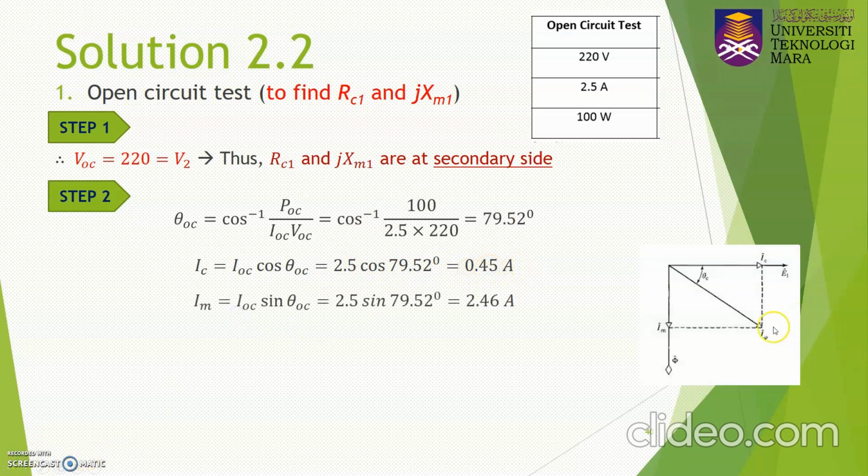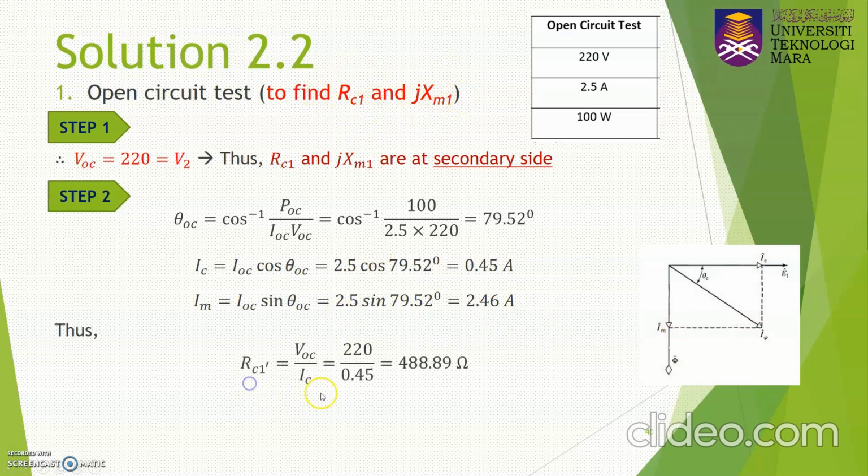And then for the IM, if you refer to the triangle here, you apply the trigonometry, IM will be equal to I open circuit multiplied with sine theta. Okay, so you just key in the value I open circuit is 2.5 ampere multiplied with sine 79.52 degree, equal to 2.46 ampere. Okay, so now you have got the value of IM and also IC, then only you can find the value of RC1 and also XM1.